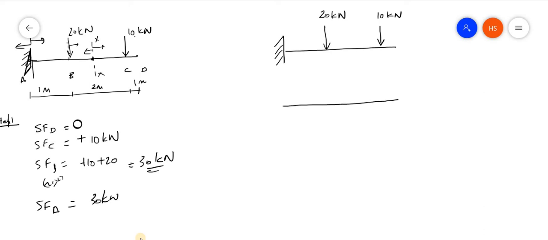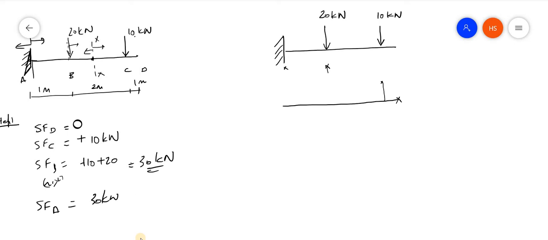Now from this, the shear force at this point is 0. At this point, what is the shear force we have taken? It is 10, positive, so on the upper side. So here it is 10, and at this point again it is 10. And at this point B, what is the shear force? It is 30, and again the same here, 30. So I can join like this.